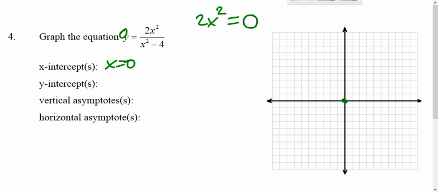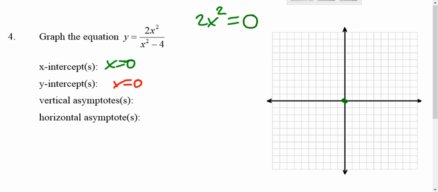To get our y-intercept, you plug in 0 for x. When you plug in 0, you get 0 over 0 minus 4. So that's 0 divided by negative 4, 0. Which makes sense because we already had a dot there at 0. That should be the y-intercept.